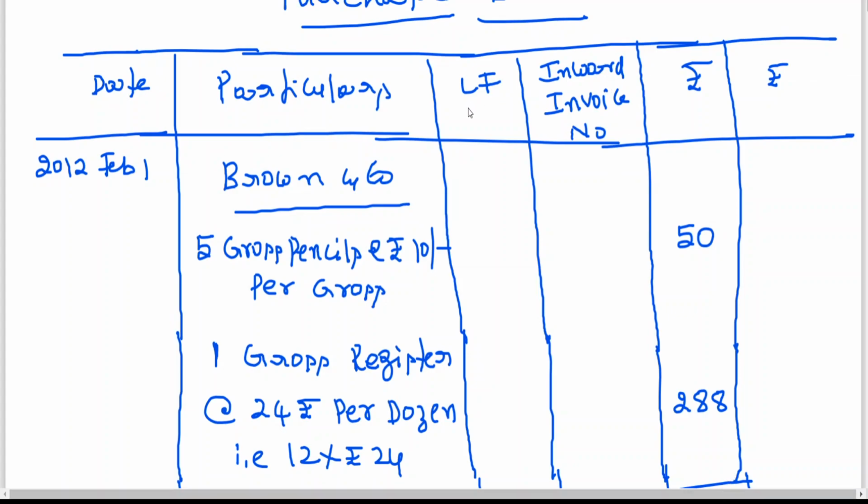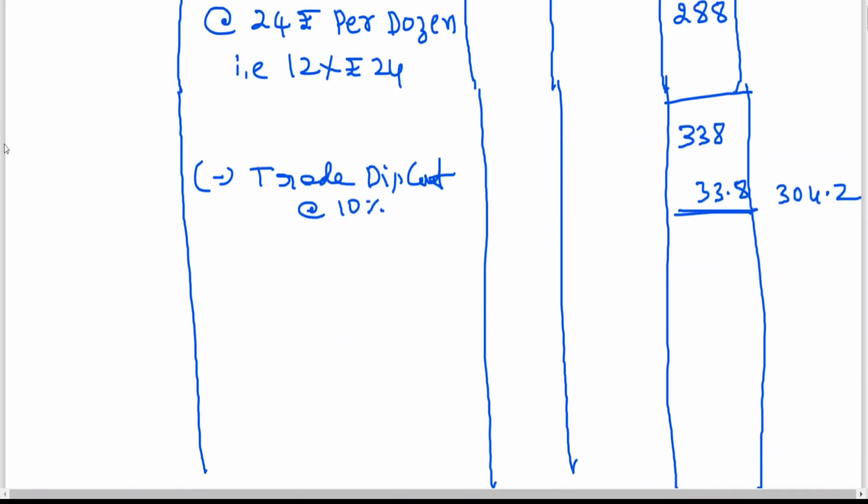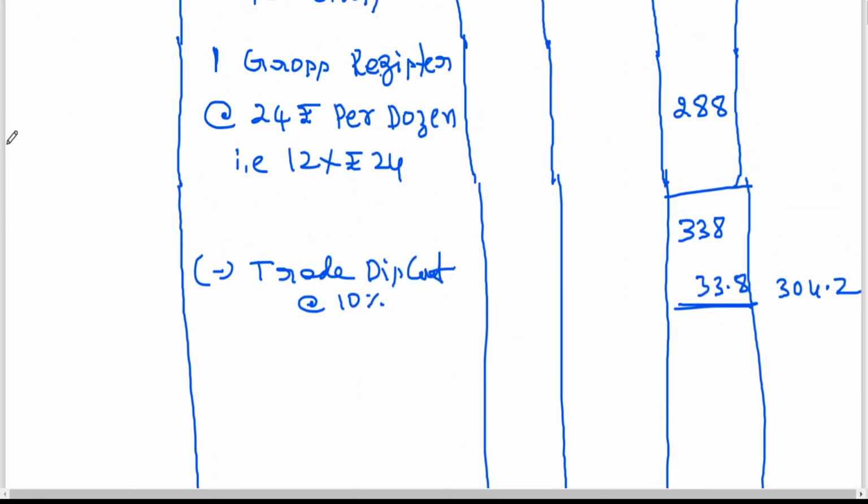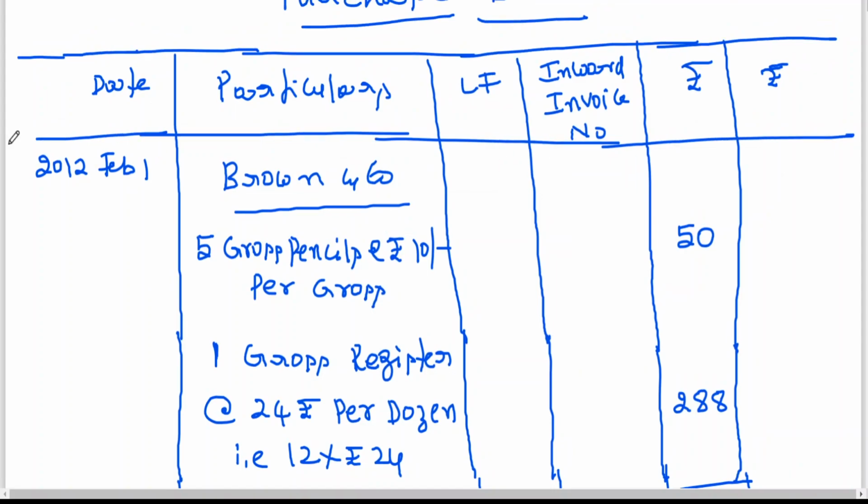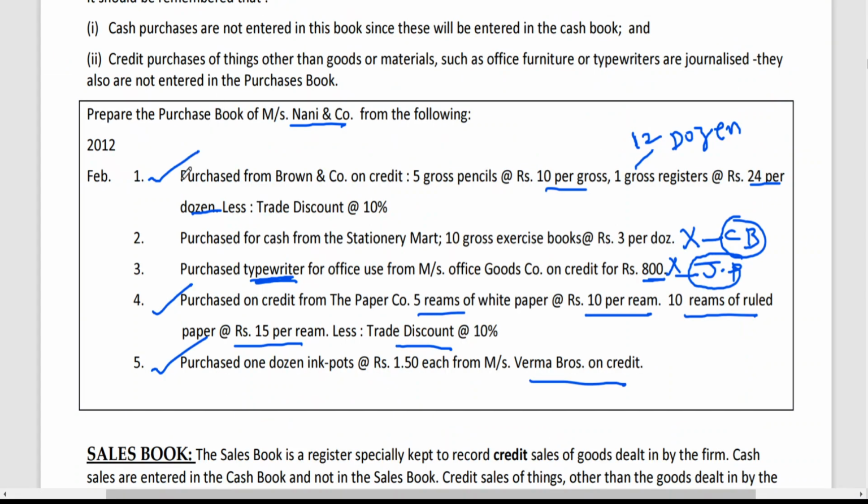Some people write inward invoice number here, ledger folio. It doesn't affect you. It's not like it is a design by an accountant. According to your convenience, you can write it. Sometimes some changes can be taken place, no issue. Then I told you second one we don't take. Third one we don't take. And we shall go for 4th February.